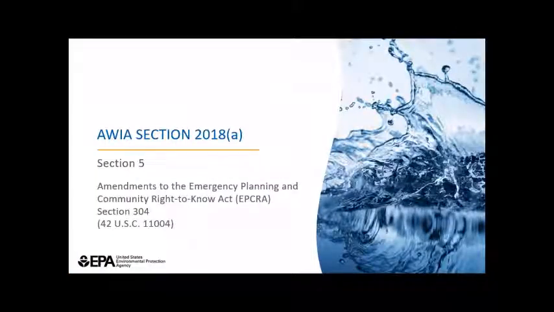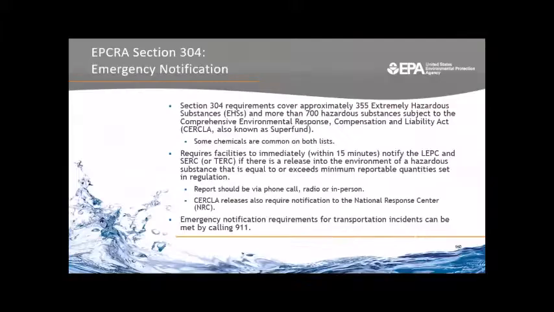Okay, now that you have that background information on EPCRA, I want to talk about Section 304 first, and the amendments required under AWIA Section 2018. So first and foremost, what is EPCRA Section 304? Well, Section 304 requirements cover approximately 355 extremely hazardous substances and then more than 700 hazardous substances subject to CERCLA, or the Comprehensive Environmental Response Compensation and Liability Act, also known as Superfund. And again, I will be using that acronym CERCLA.